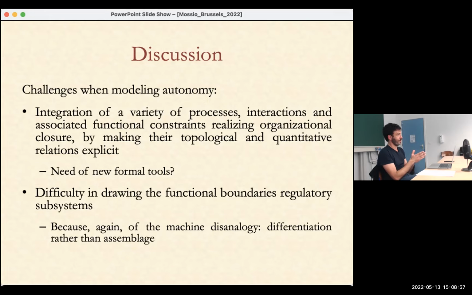Because typically the same system can have different functions, and the same function can be performed by different systems. Exactly, that's what I was mentioning before. So this is interesting, but the drawback is that in some cases you can be quite arbitrary in saying, well, my regulatory subsystem begins here and ends there.